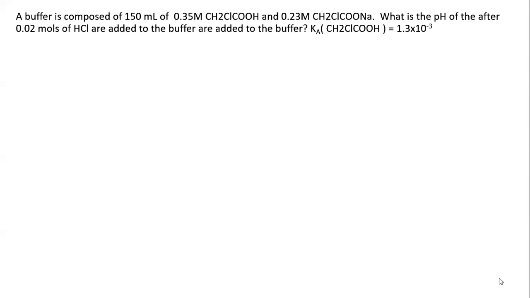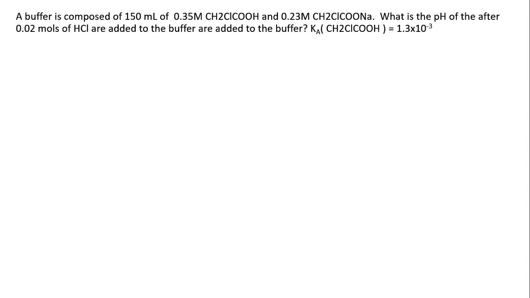So the first question involved a buffer. We have a buffer of 150 milliliters of 0.35 molar chloroacetic acid and 0.23 molar sodium chloroacetate. What's the pH after 0.02 moles of HCl are added to the buffer? And it gives us the Ka of the weak acid.